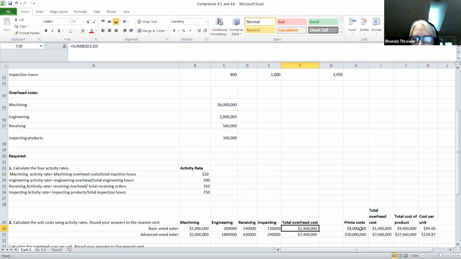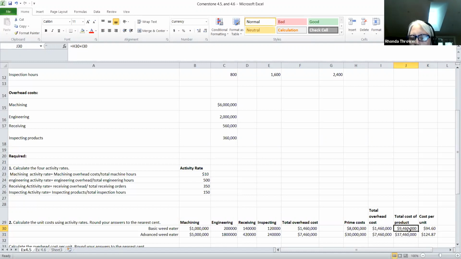So the prime cost they gave to us, remember, was $8 million. These prime costs consist of your direct materials and your direct labor. We just figured up our overhead costs, so the combination of both of these will give you the total product cost of $9,460,000. So again, that $9,460,000 was your prime cost, which are your direct materials and your direct labor, plus your overhead. These are really the total manufacturing cost.